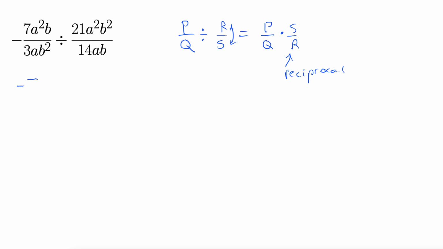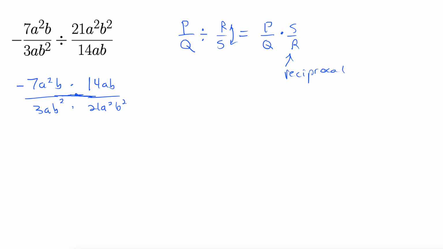So we have negative 7a squared. I'm just going to leave the first term alone, 3ab squared, and we change it to times, and we flip that second term, 14ab divided by 21a squared b squared. Now it's multiply, and if you recall, multiply means we just put the top expressions together, so you just complete this line here. That multiply symbol means you combine the tops, combine the bottoms like so. And now we just need to simplify this thing.